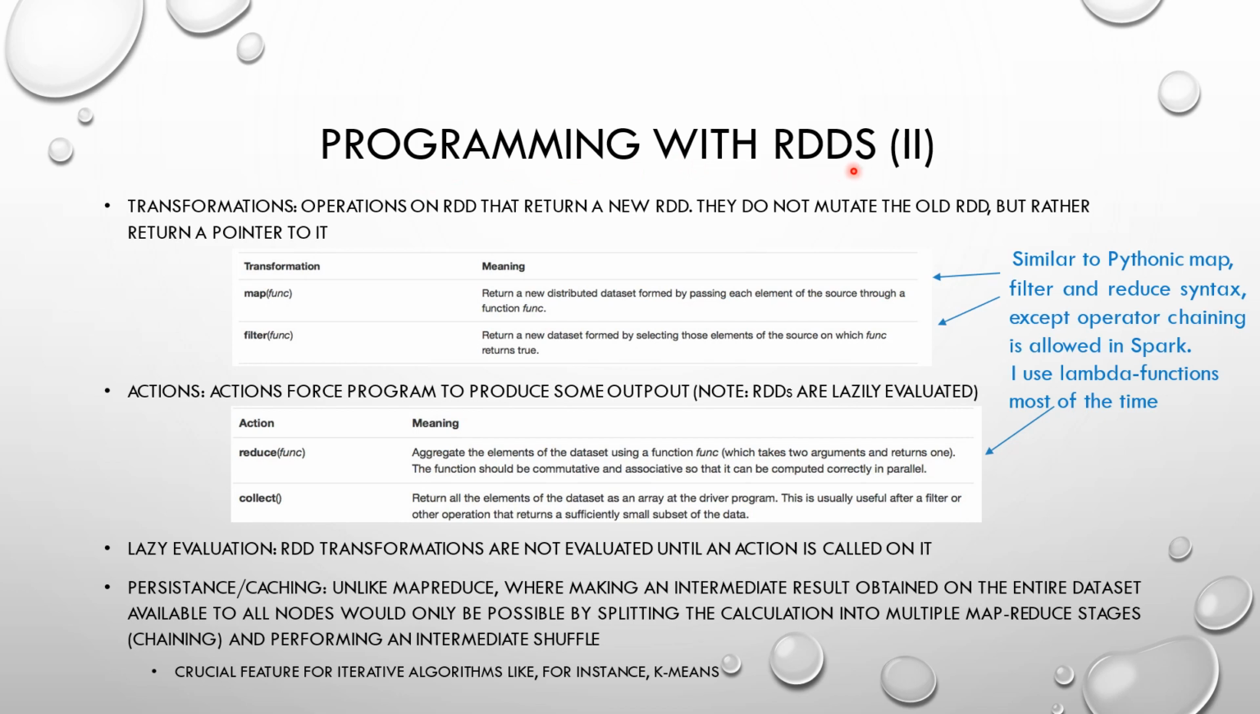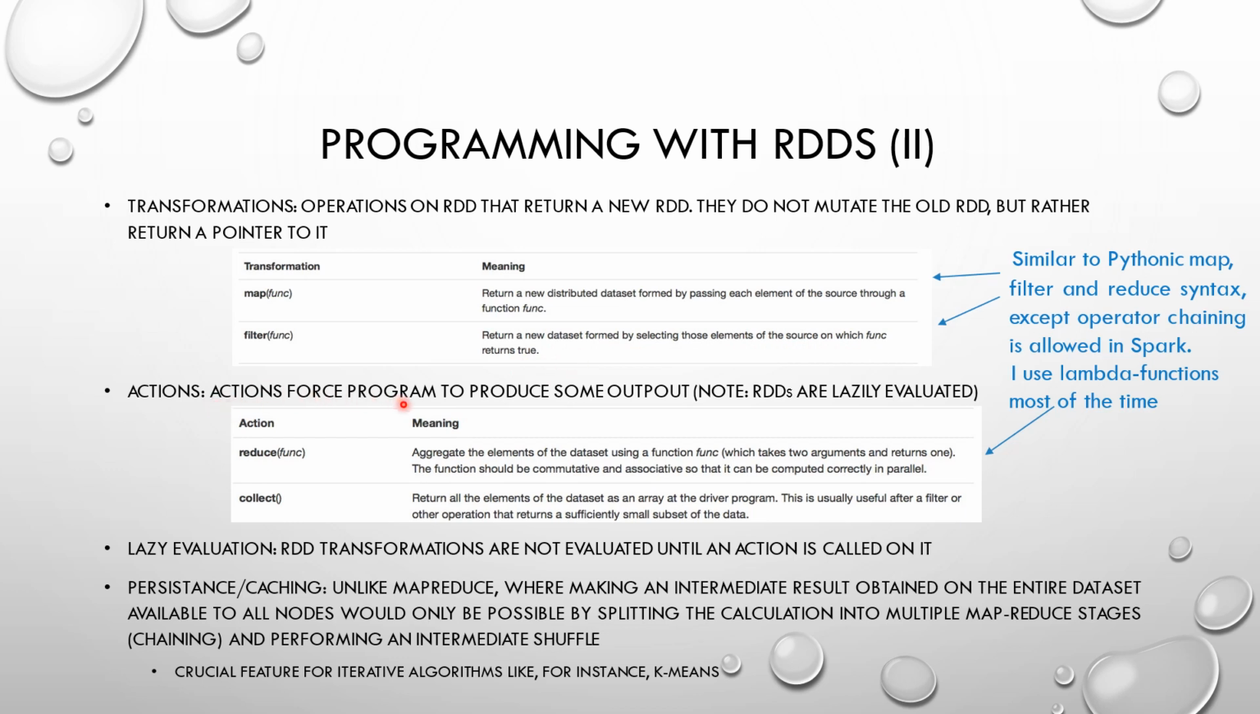Programming with RDDs 2. Transformation: operations on an RDD that return a new RDD. They do not mutate the old RDD, but rather return a pointer to it. Transformation examples: map func returns a new distributed dataset formed by passing each element of the source through a function func. Filter func returns a new dataset formed by selecting those elements of the source on which func returns true.